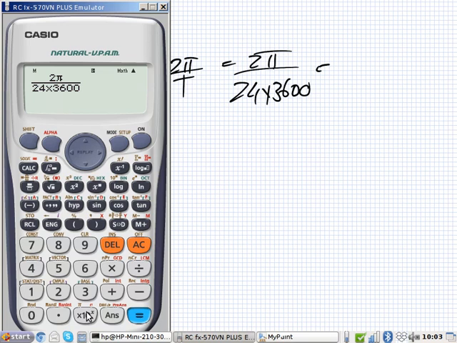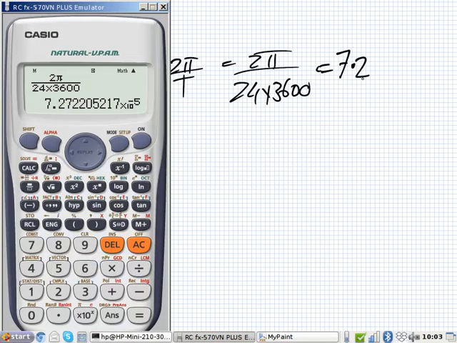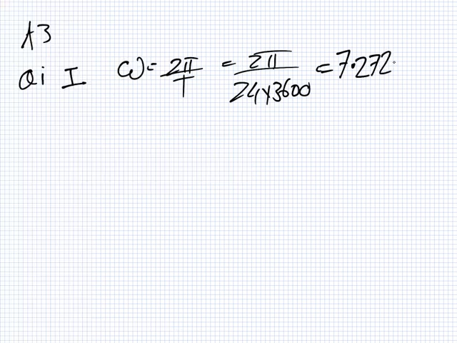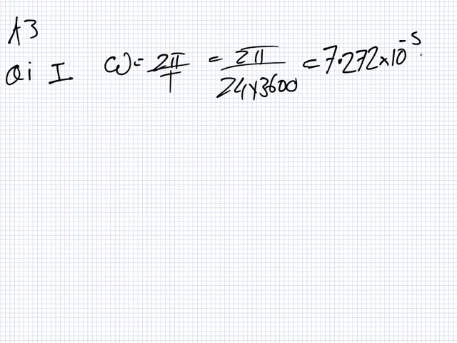What did you do wrong, AJ? I didn't put radian mode. No, it doesn't matter for this answer. Omega is 7.272 times 10 to the minus 5 radians a second.